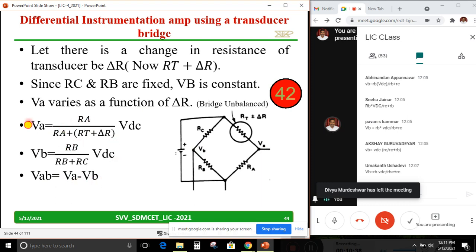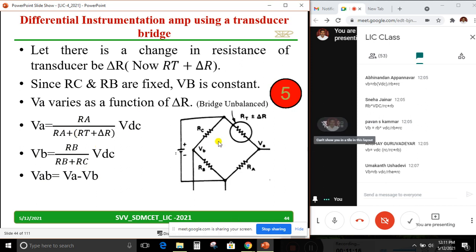Now you copy down only this equation. And VB is there already in your notes, from the previous slide we had VB. What you are supposed to copy down is 2 lines, 3 lines. RT has become RT plus delta R. And VA equal to, considering RT plus delta R, VB is as it is. VAB equal to VA minus VB. As the circuit is with you already in the notebook, only these 3 lines you have to copy down. I'll wait for another 5 seconds.